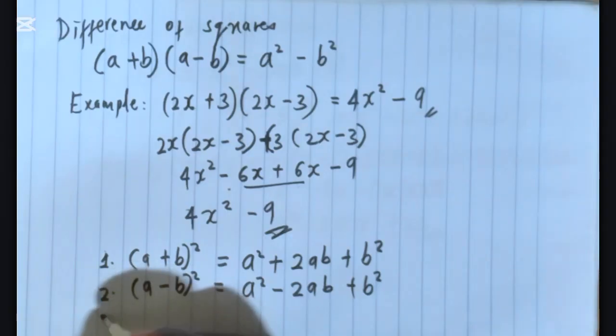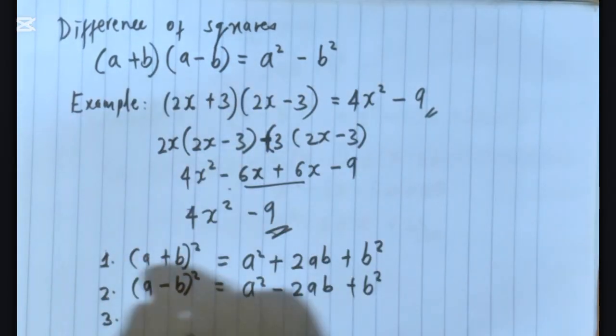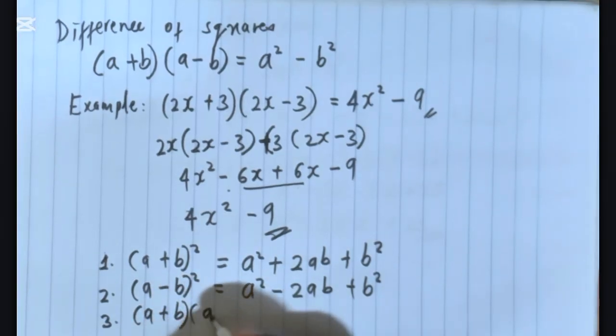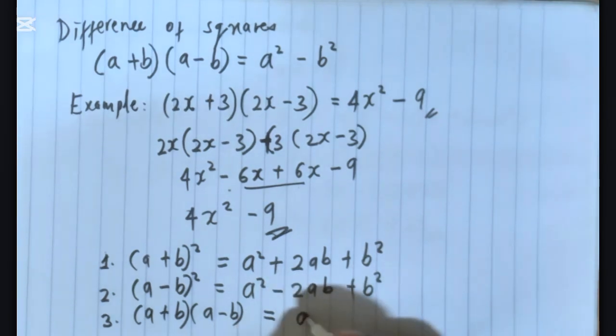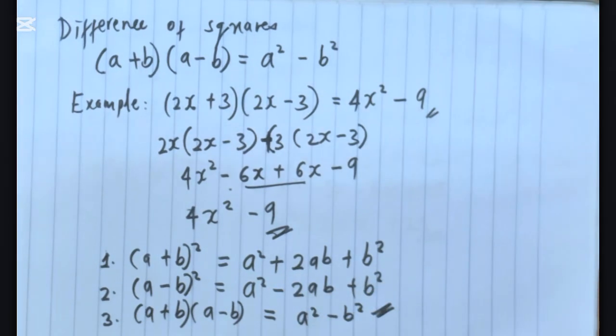And the third quadratic identity, which we have here, basically we are saying that whenever you have a plus b multiplied by a minus b, it could be the other way around, your answer will always be a squared minus b squared. So that is it for this particular class.